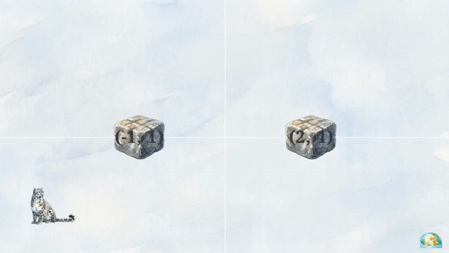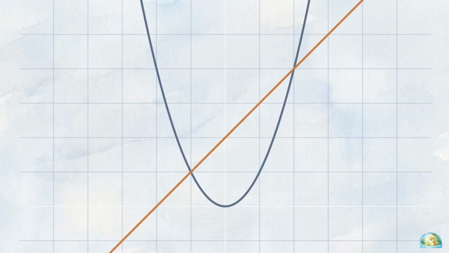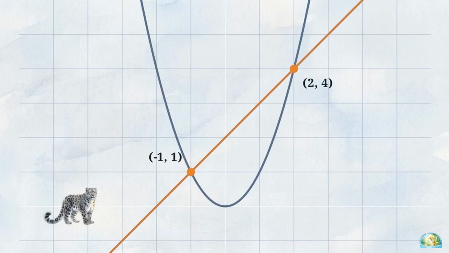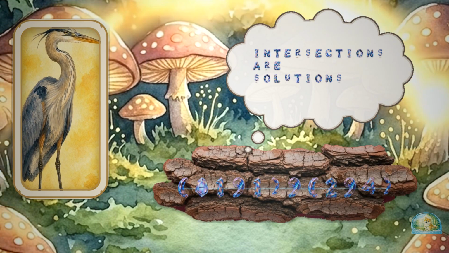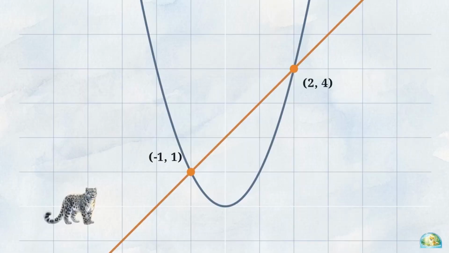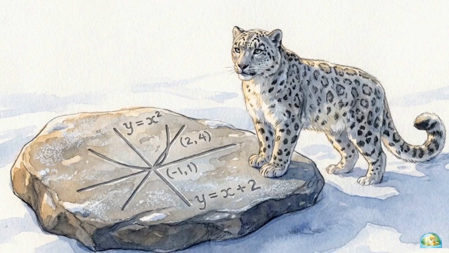Looking at the wide curved basin, we can plot those two coordinates directly onto the snowfield grid right at the physical crossing points. An intersection point lies on both graphs. Both curves meet at (negative 1, 1) and (2, 4). That means both equations have the exact same output at that specific location. The intersections are the system's solutions, because both equations are true there.